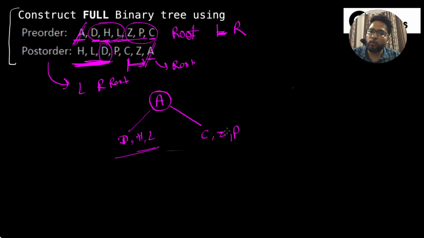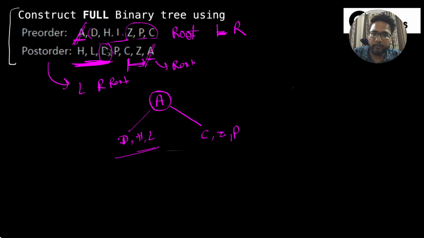But we will not do it in such a complicated way. We will do it very simply. Whatever is there in the post-order, we will identify where D is in the pre-order. Okay, let me go to the next page and then let me explain a very simple method.